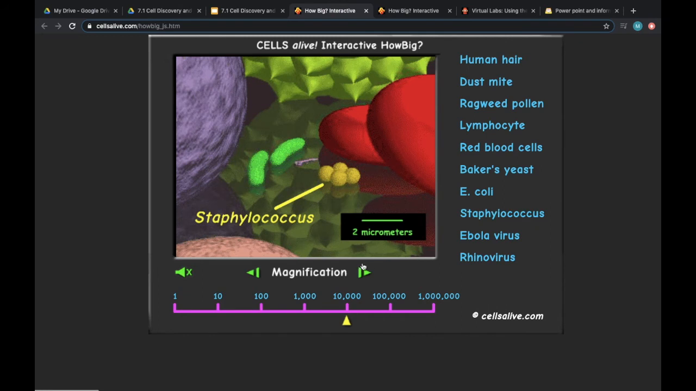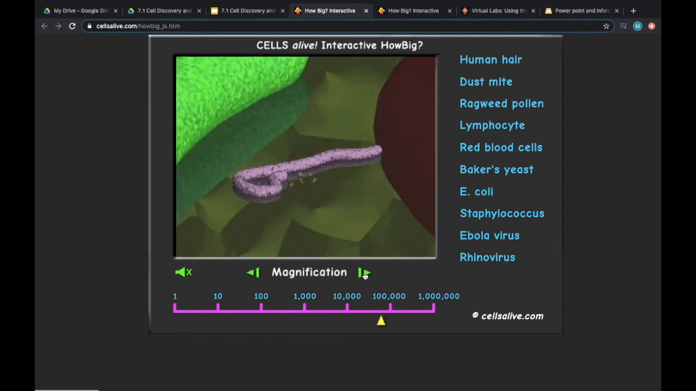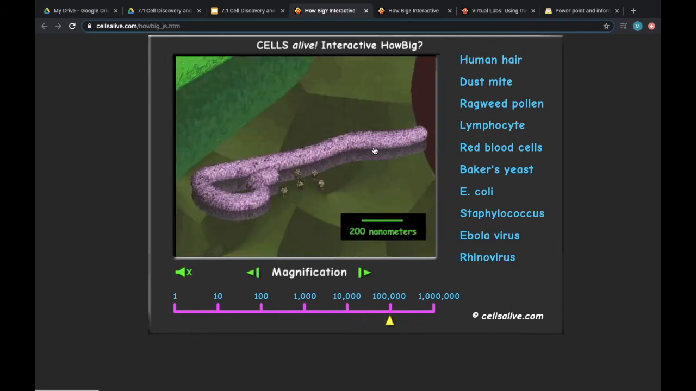And then if I want to zoom in even deeper and see what this might be, when we get to ×100,000 times zoom, we get to the Ebola virus. So the largest things that we can see are like dust mites and stuff like that. And then we get to our eukaryotic cells, which are like plant cells and animal cells and yeast. And then we get to bacteria, which are even smaller. And then finally, we get to viruses.